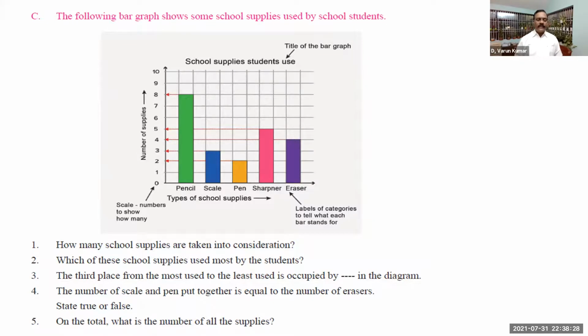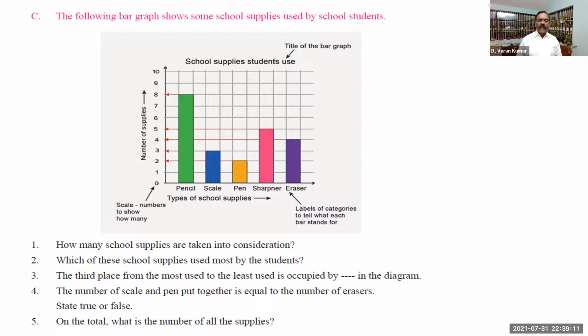And the third place from the most used to the least used is occupied by dash in the diagram. So when we see which one is in the third place, the eraser, as children use pencil as much as they need, they use eraser also. So it is the eraser. The third place from the most, that is the second place. Second place is sharpener. Quite often we break it and sharpen. And the third place comes to the eraser. First place pencil, second place sharpener, third place is eraser.